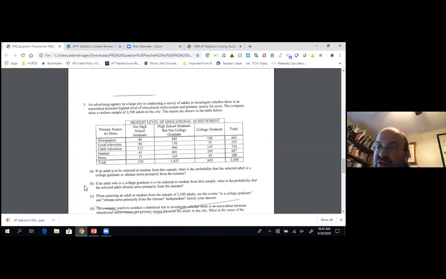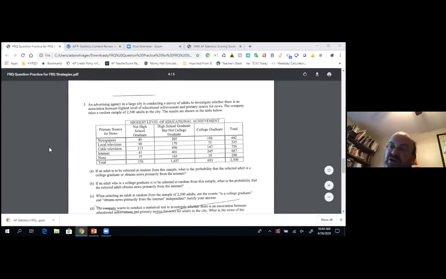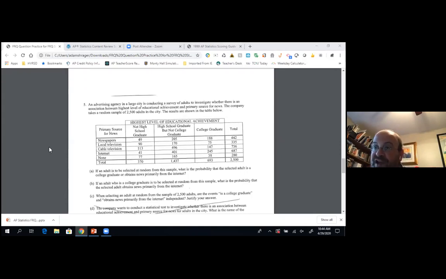An advertising agency in a large city is conducting a survey of adults to investigate whether there is an association between the highest level of educational achievement and primary source for news. The company takes a random sample of 2,500 adults in the city, and the results are shown in the table below. The two-way table shows the highest level of educational achievement and the primary source for news for people who were not high school graduates, who are high school graduates but not college graduates, and who are college graduates. So we have this classic two-way table.